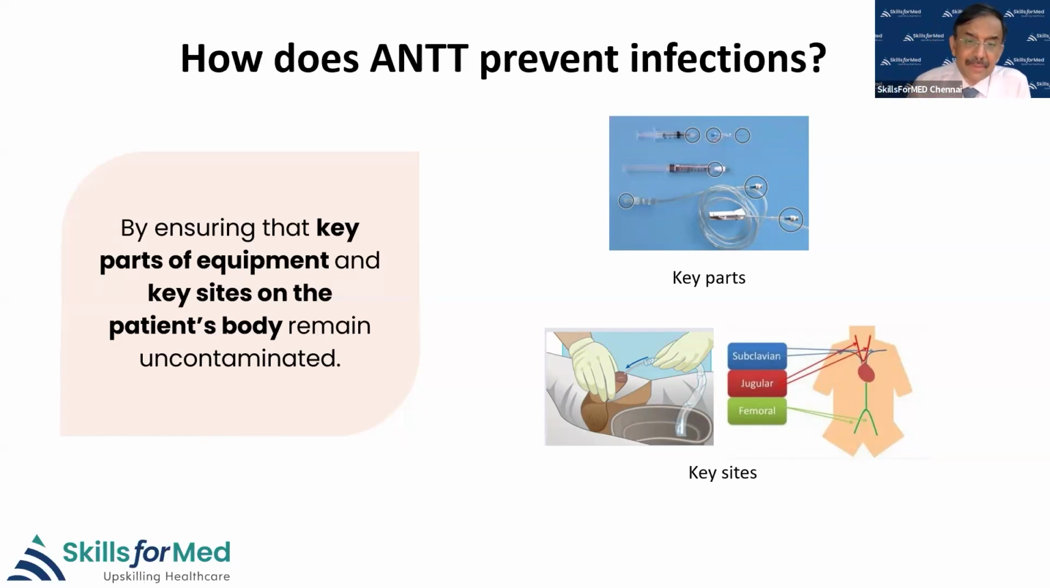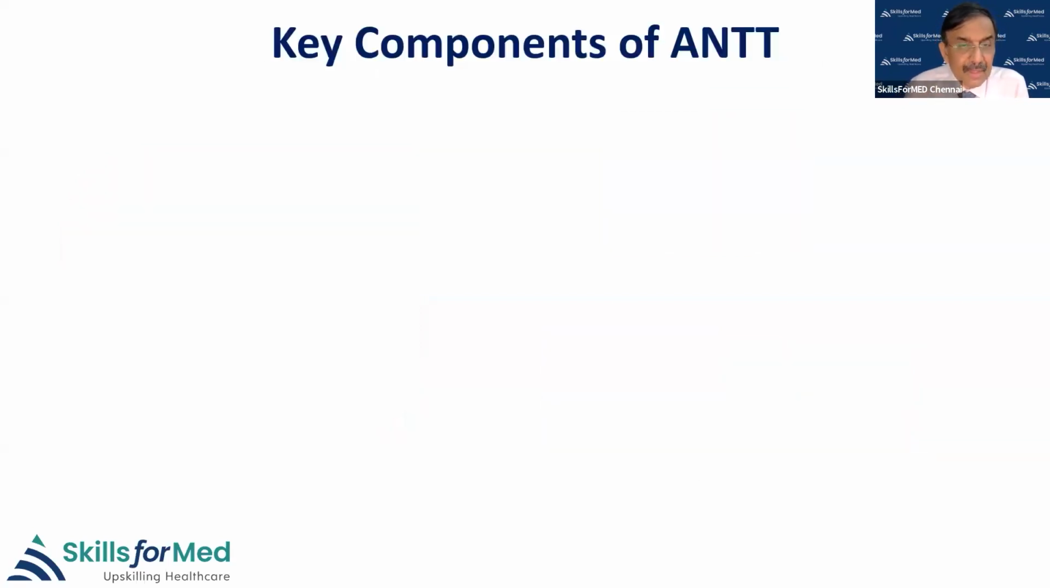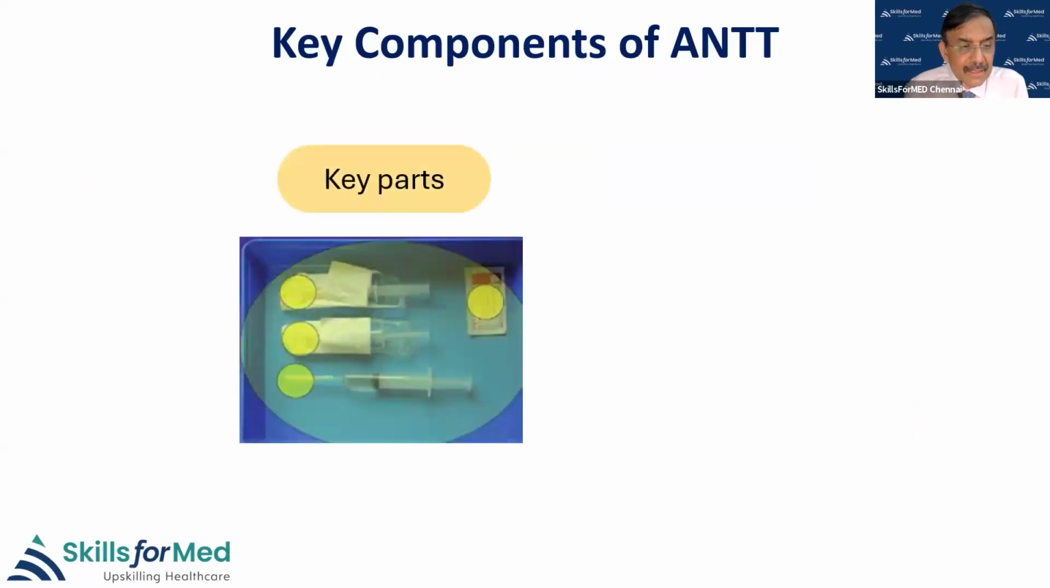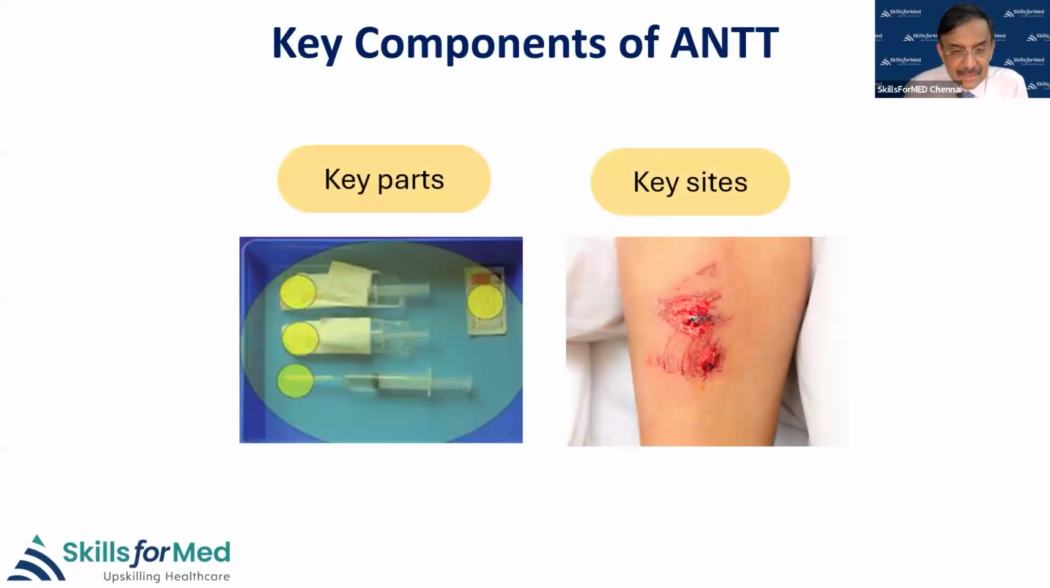So key parts and key sites we will talk about in detail, but remember these two words and the relationship in ANTT. We need to ensure that the key parts of the equipment and the key sites are uncontaminated. So key components are the key parts and the key sites. Now, what are these key parts and key sites?